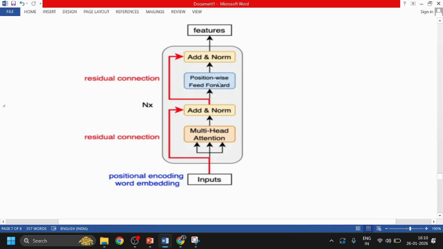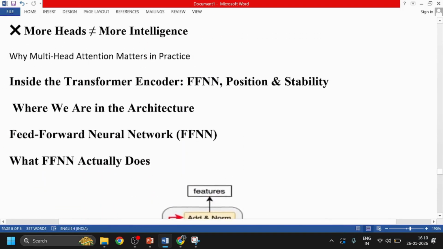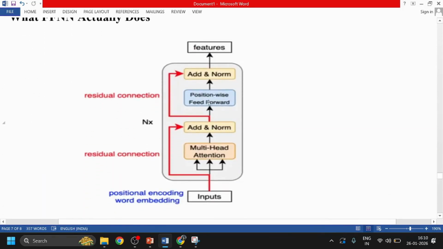Inside the transformer we have this feed forward neural network, and this is its internal architecture. Here I say that this feed forward neural network has two linear layers with a ReLU activation function, and the same transformation is applied to every word. This increases the representation power of the model.